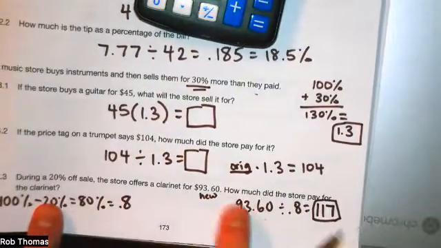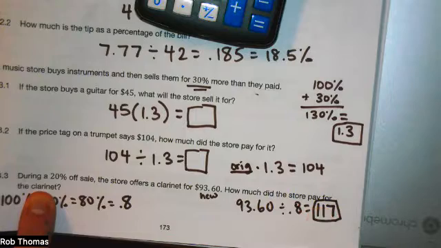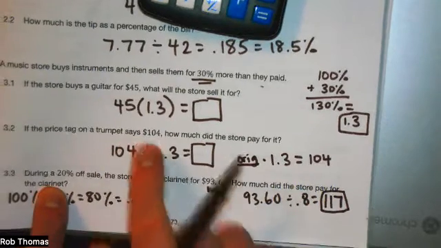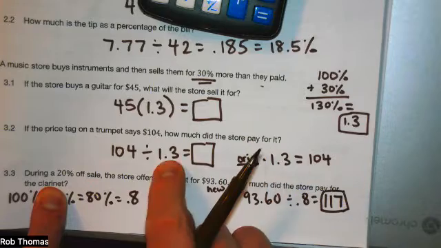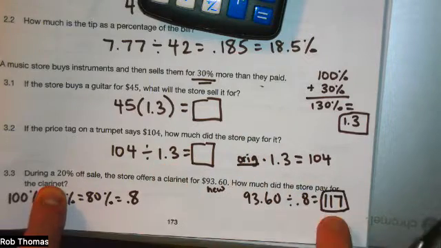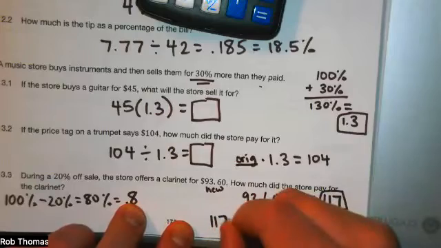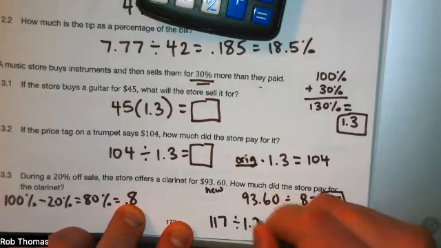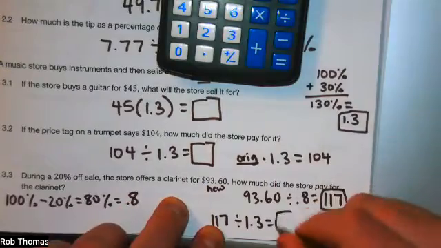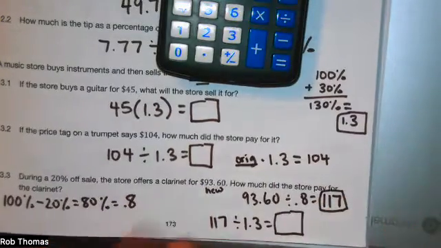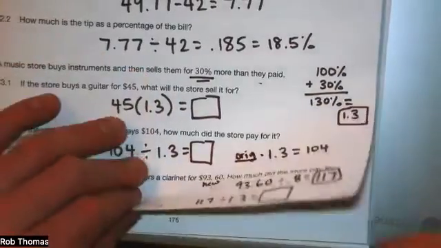because it says how much did the store pay for the clarinet. So we've already done this once before though. In the previous question, it said that the trumpet was 104, and to figure out how much the store paid for it, we divided by 1.3. Same thing. We're going to consider this our new price now, divide by our percent to get the original price that the store paid for the clarinet. I'll let you get that final answer there.